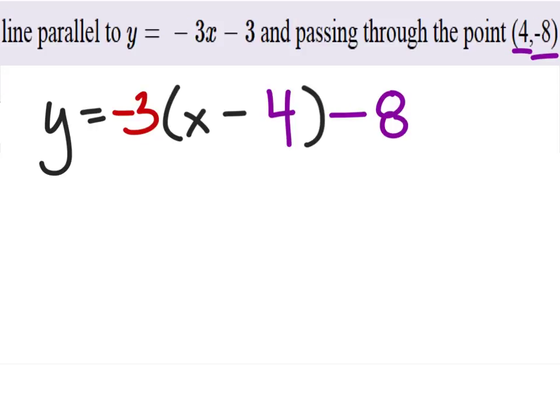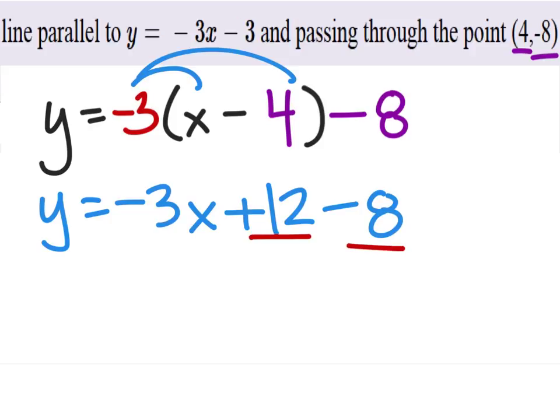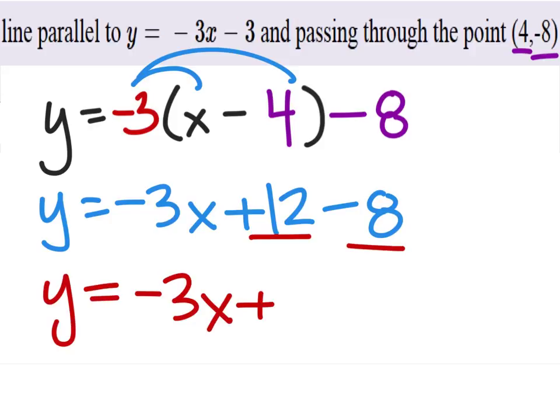All right, so let's distribute that 3, negative 3 rather. So I got y equals negative 3x plus 12 minus 8. Is that okay where that plus 12 comes from there? I guess I kind of skipped a step. So now I just need to combine these two like terms. y equals negative 3x plus 4.